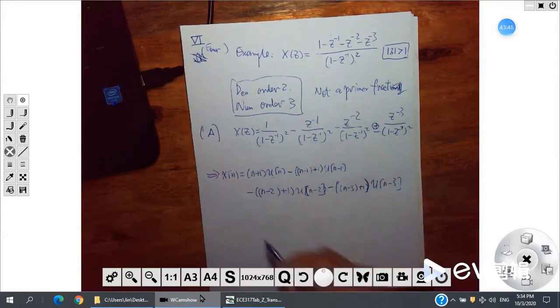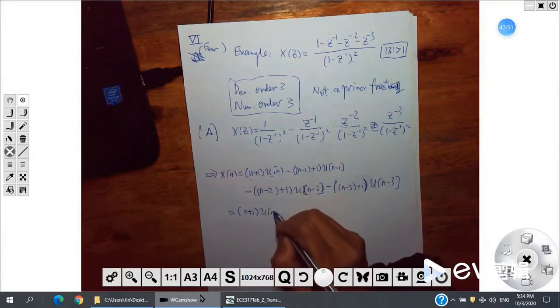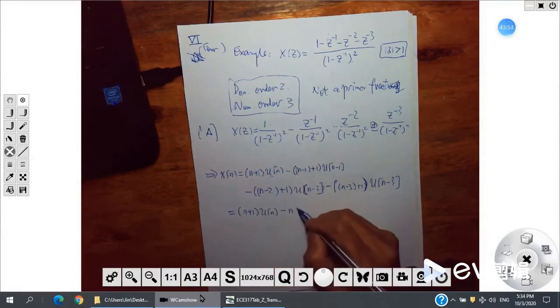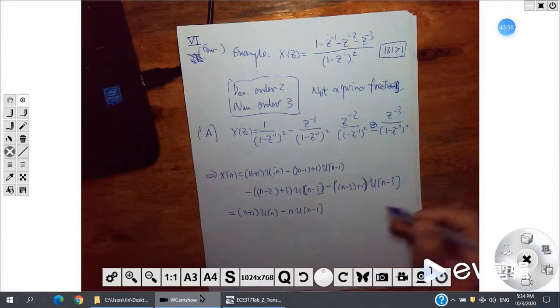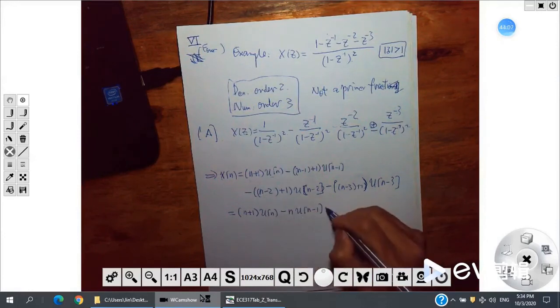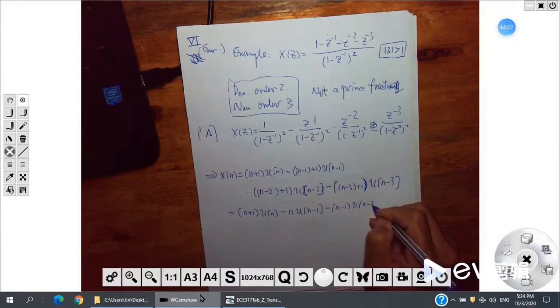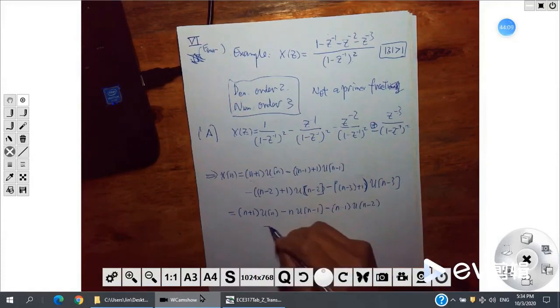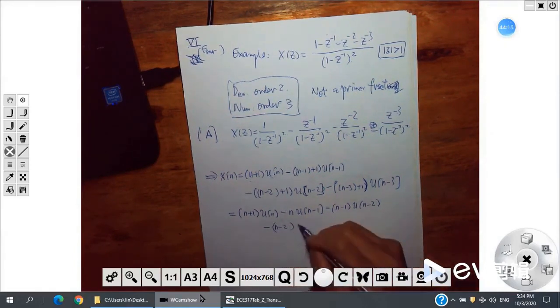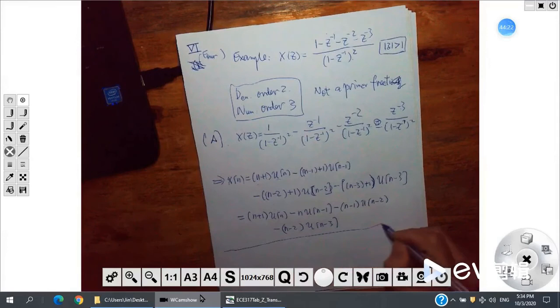Alright, and we simplify. It is n plus 1 times u of n, minus n times u of n minus 1, and minus n minus 2 plus 1, which is n minus 1, times u of n minus 2. And the last term is n minus 3 plus 1, which is n minus 2, times u of n minus 3. Okay, this is one method.